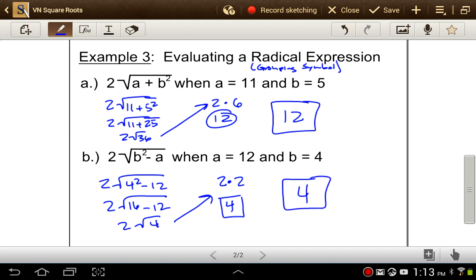So you just have to know that the radical expression is a grouping symbol, and remember, radical stands for what number times itself equals that number, or what number squared equals that number, not dividing by 2. Be careful of that.